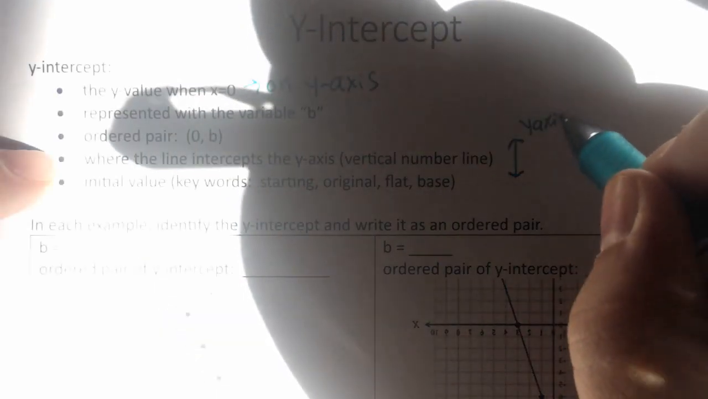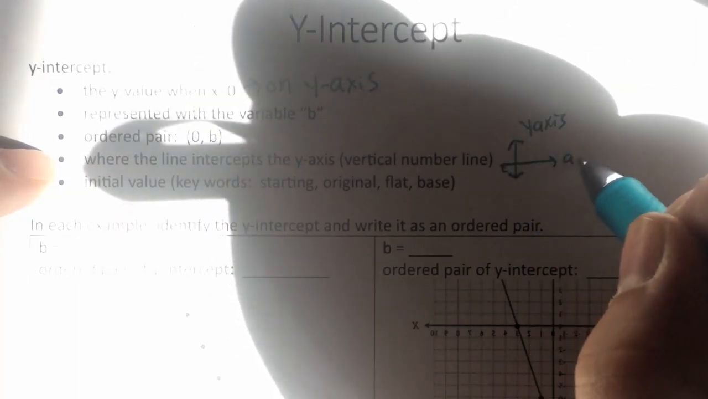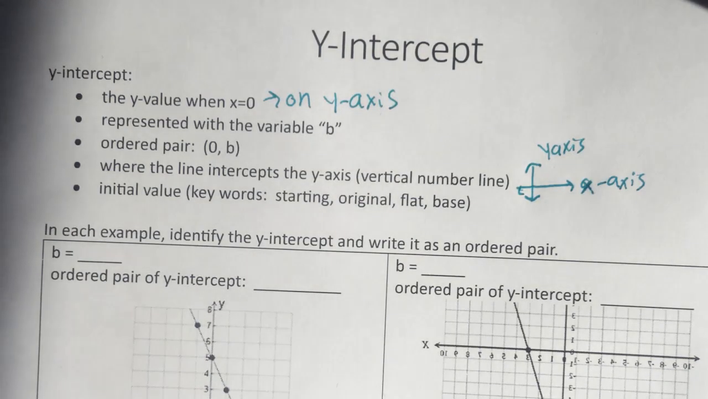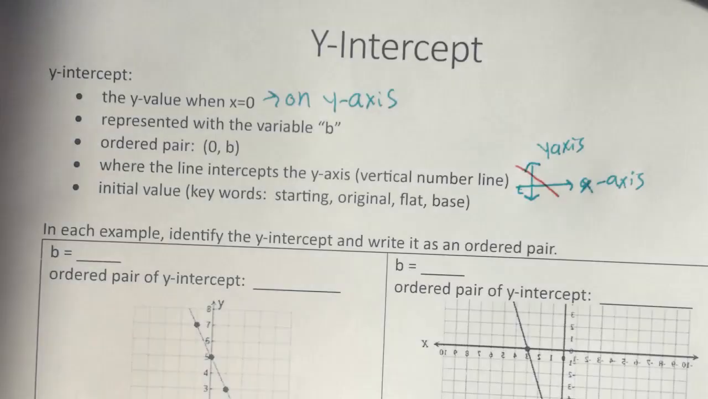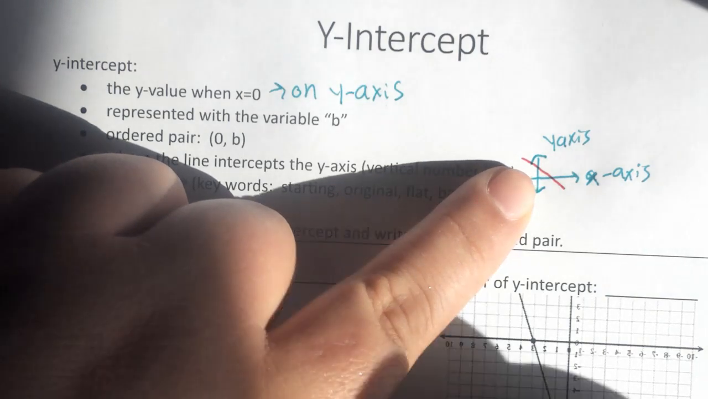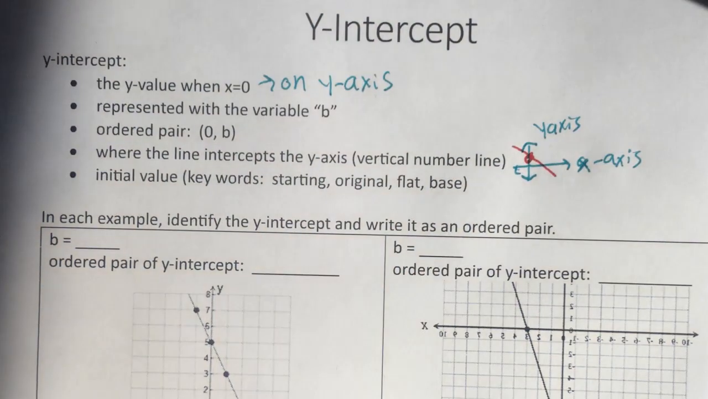There's the y-axis, and here's the x-axis, right? If I had a line that went like this, the point where it touches the y-axis, right here, that would be called the y-intercept.